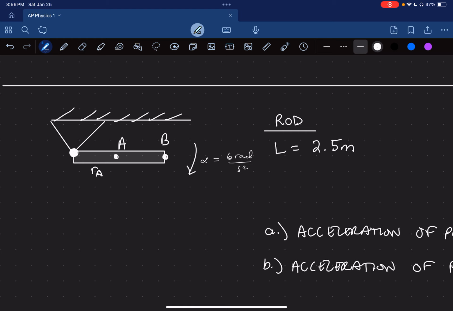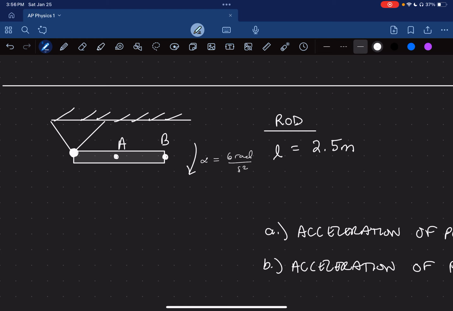There will be an angular acceleration of 6 radians per second squared once we let it go. The rod has a length, and when we use length, let's use a curvy little l here, of 2.5 meters. Let's get rid of that.